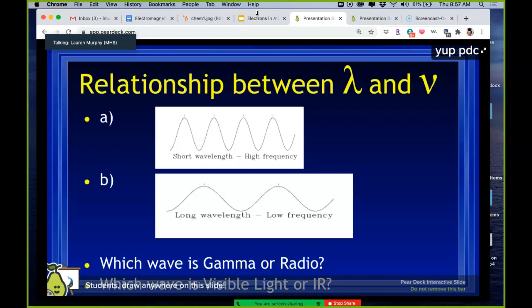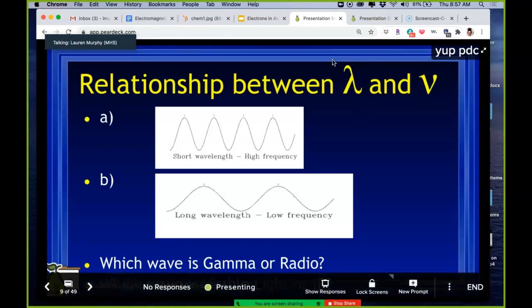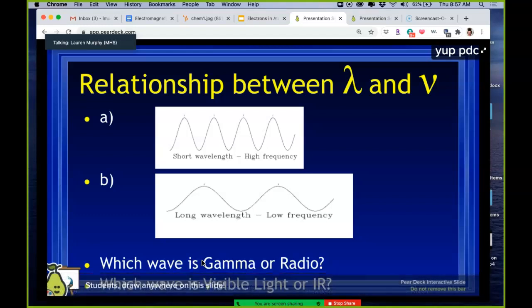So let's look at wavelength, that's what this symbol stands for, and frequency. Okay, we're going to compare these 2 waves. So look, this is a shorter wavelength with a higher frequency. You see the wave more often. This is a longer wavelength with a lower frequency. So big wavelength, not as frequent. If I'm having you identify which is gamma radiation and which would be a radio wave, you would want to use your electromagnetic spectrum.